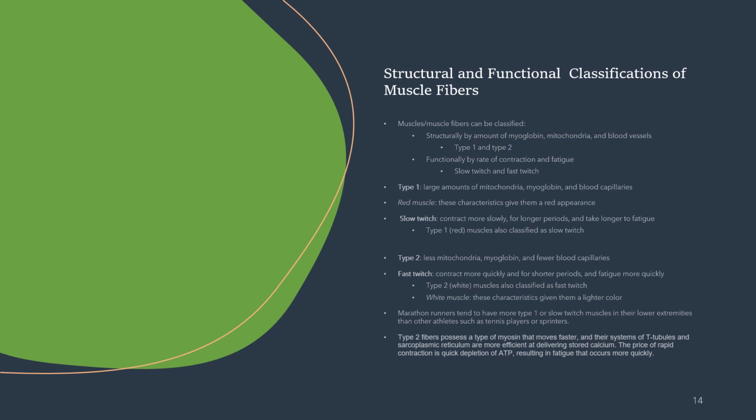So our type 1 or our red muscles are our slow twitch muscles. These are the ones that are like in our legs, our lower extremities. They're made to go for a long period of time. Our body is built that we could all go out and run a marathon today. Our muscles can do it. They're made for that. But our type 2 muscles or our white muscles, those are our fast twitch muscles.